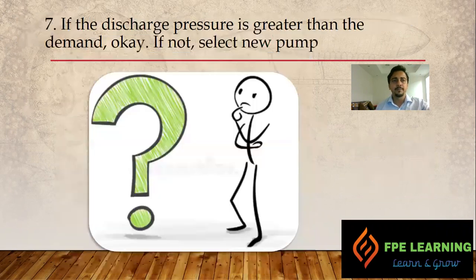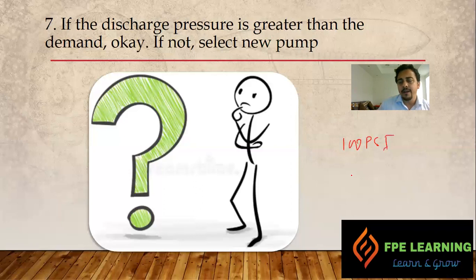Point number 7, if your discharge pressure is greater than demand, it's okay, otherwise select a new pump. If your system needs, let's say, 100 psi and you have a supply of 120 psi from the pump, that's okay, go with that one. If it is less than 100 psi, let's say it's 90, then you have to go to the next one.